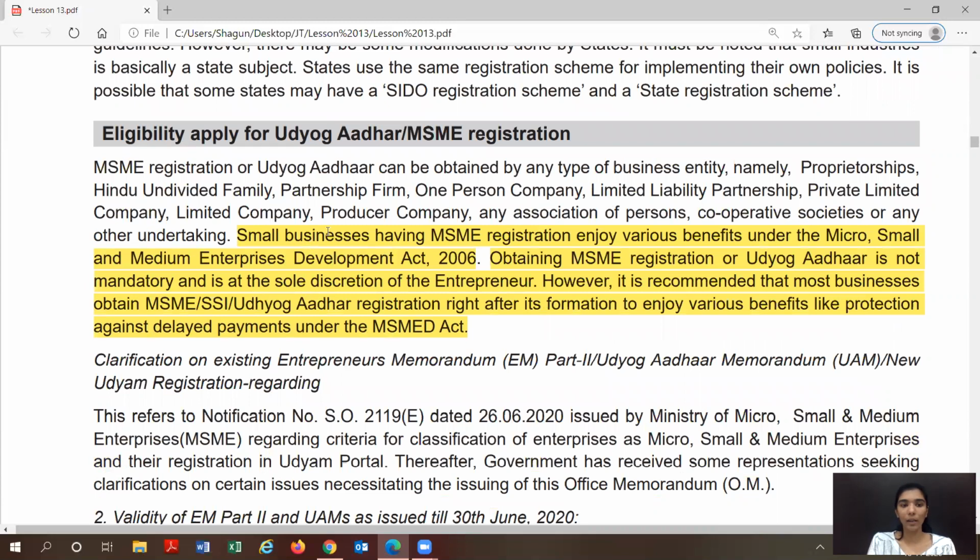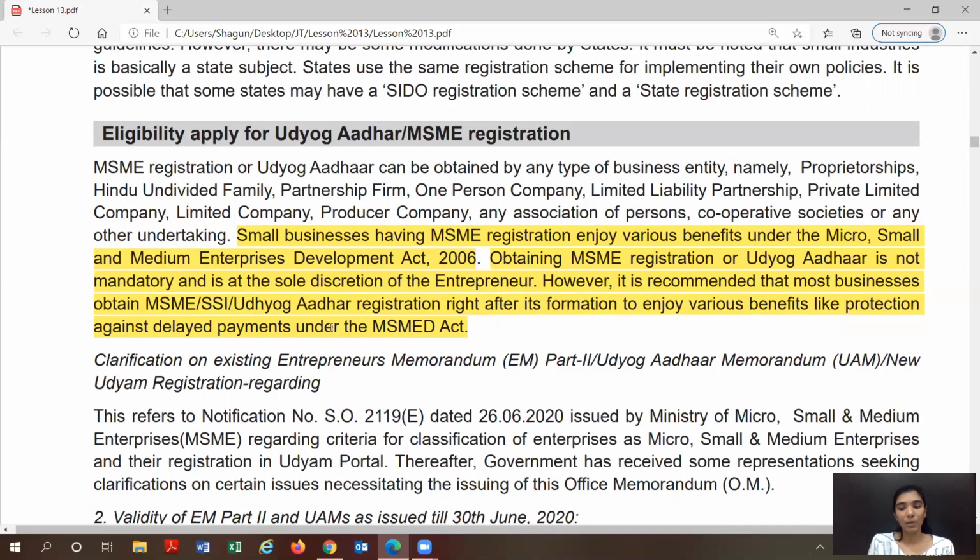As I mentioned earlier, small businesses having MSME registration enjoy various benefits under the MSME Act. However, you have to remember that MSME registration is not necessary. Even if your business falls under this investment and turnover category, if you wish to apply for MSME, you may do that. And so what will be the benefit? You will get many government benefits in various areas once you register yourself, like protection against delayed payment, etc.